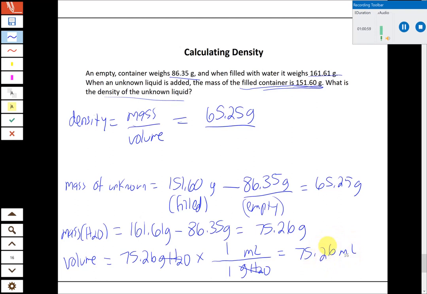So that's the volume of our container, and we put that in the denominator to get the density of the unknown, which is the mass of the unknown liquid divided by the volume of the container, which comes out to 0.8670 grams per milliliter if we're using the proper number of significant figures. Okay.